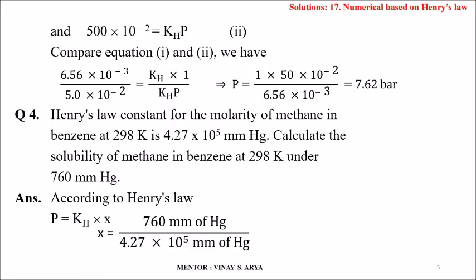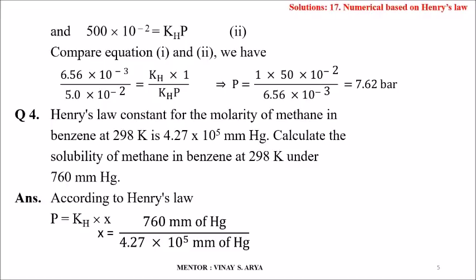P. Now comparing the equation, 6.56 into 10 to the power minus 3 upon 5 into 10 to the power minus 2 is equal to KH into 1 upon KH into P. Now simplifying it, taking P to the left hand side, the reciprocal of the other component will take place, that is 6.56 into 10 to the power minus 3, which is in numerator, will come into denominator, and 5 into 10 to the power minus 2 is in denominator on left hand side. On right hand side it will become the numerator.